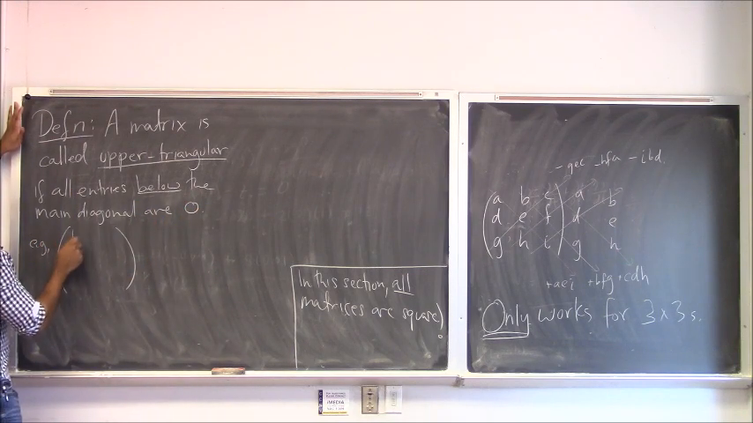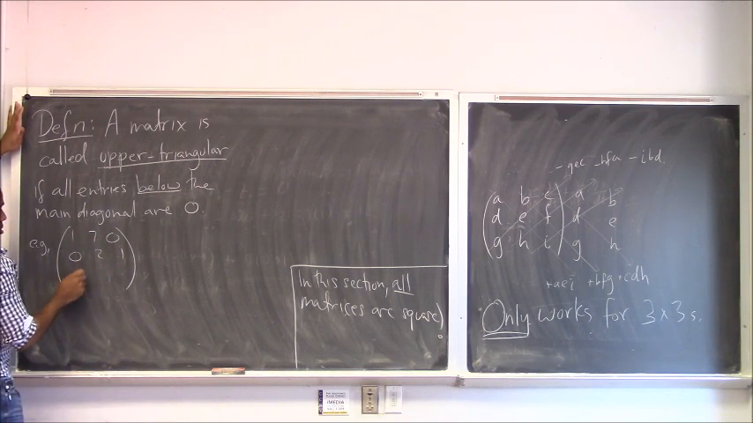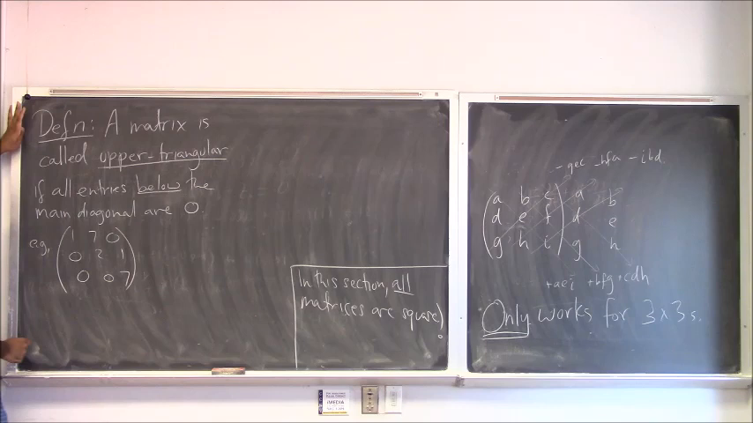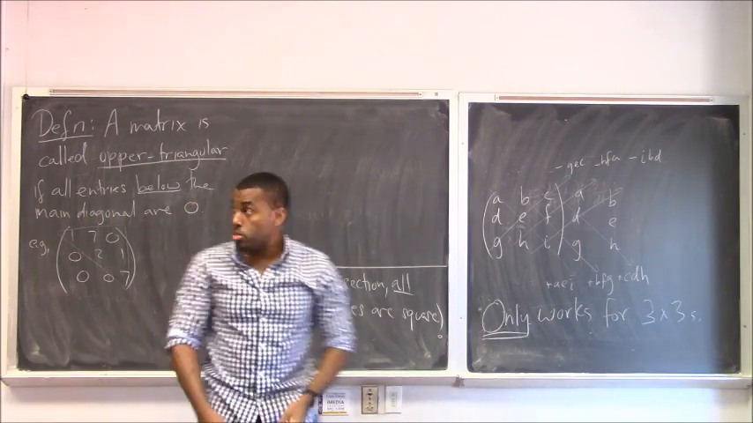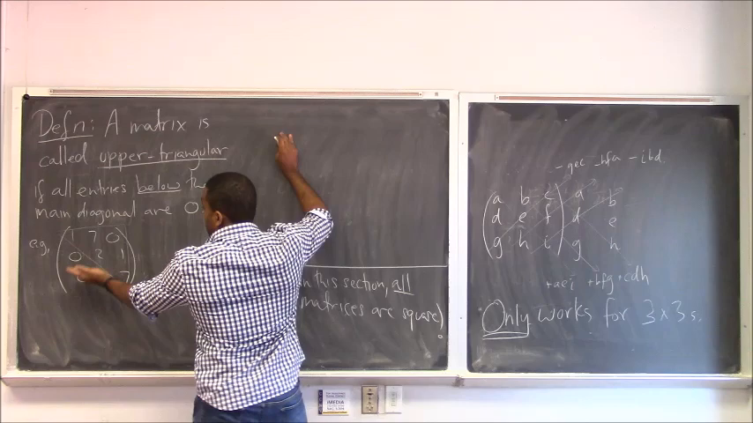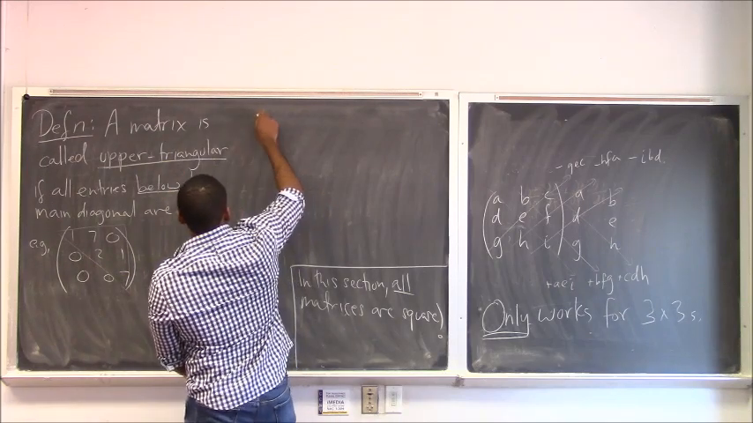For example, this matrix with a 7 is an example of an upper triangular matrix. You'll notice that you can draw a little upper right triangle here. Everything below is 0. So that's an example of an upper triangular matrix. There's something called a lower triangular matrix, which has a similar definition: all entries above the main diagonal are 0.